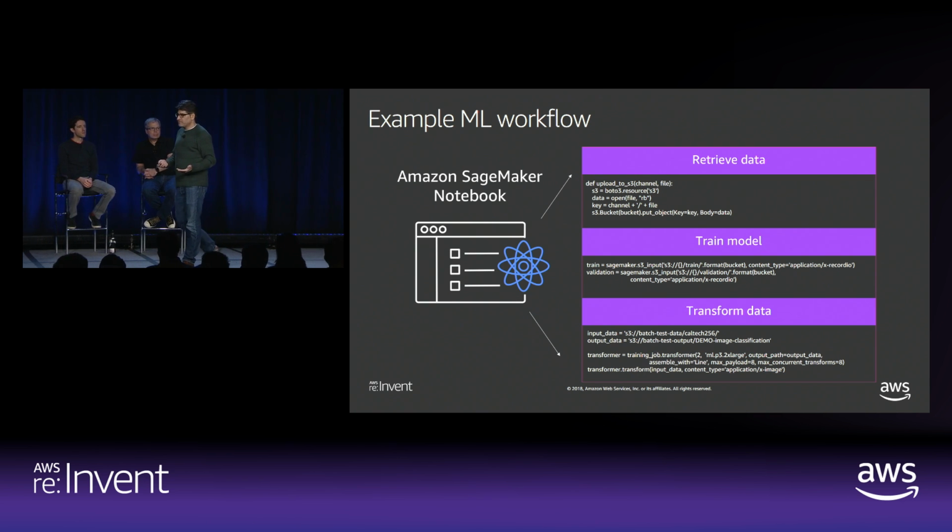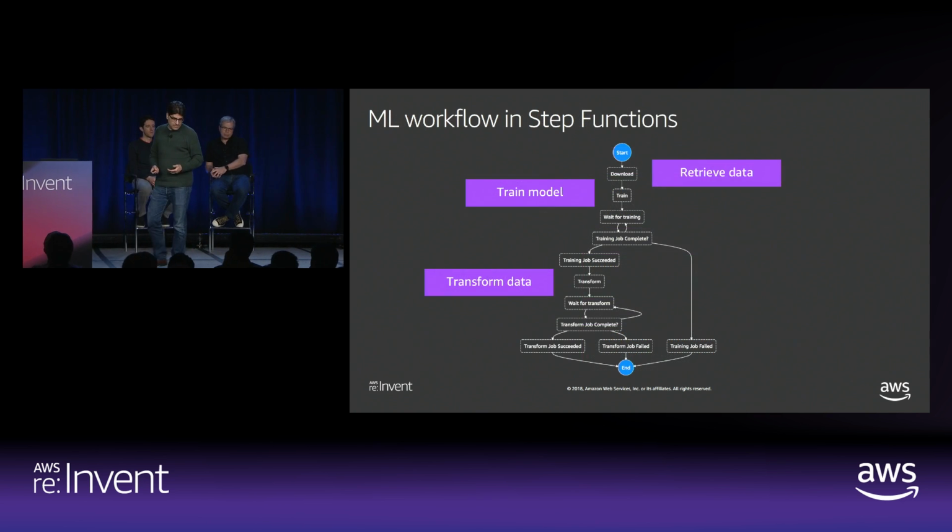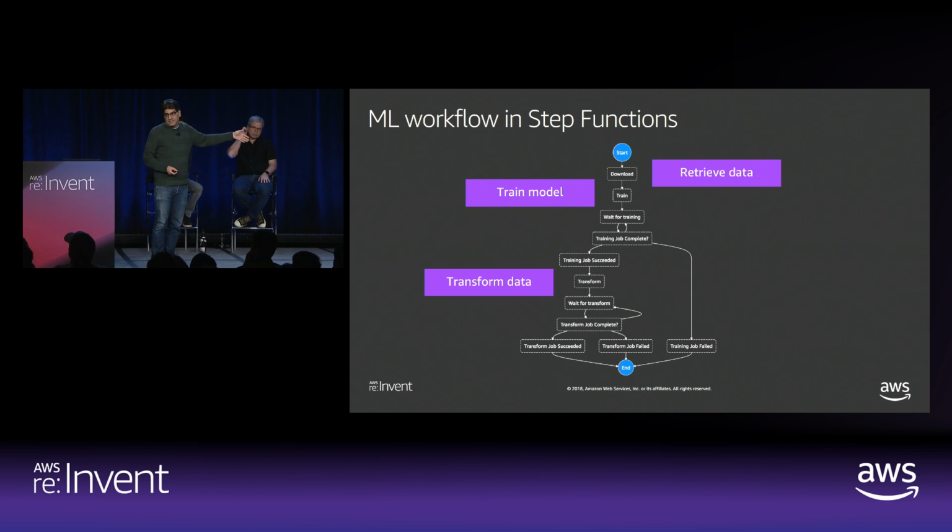But you can automate the same workflow with Step Functions. And when you do that, it looks something like this. So you have a state machine that retrieves data. When the data is retrieved, it trains the model. You wait for the training to complete. When the training is complete, if it succeeds, you go on to create a model and transform that data. If that succeeds, you can exit and say, all is good. And you can see this bottom row, you can go to different states of success or failure. So by inspection, you can look at that workflow execution and say, did it work or not?